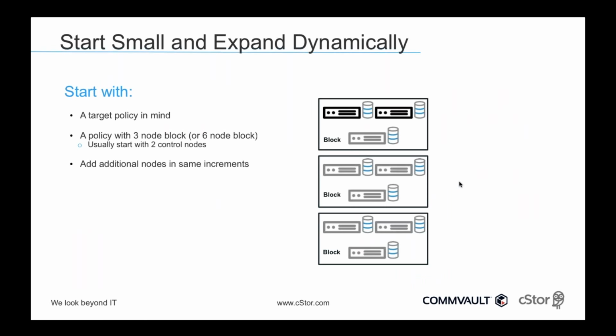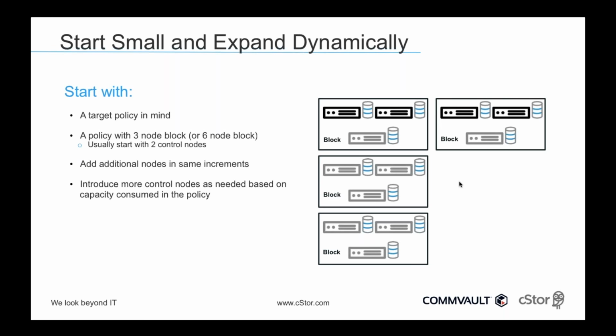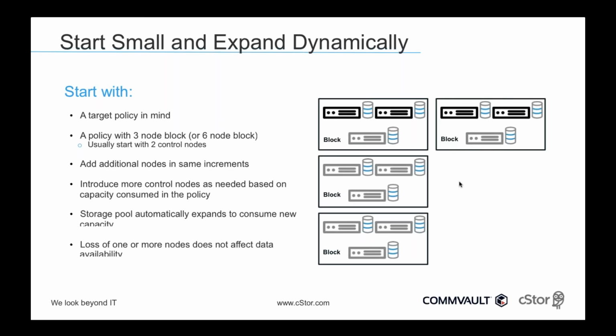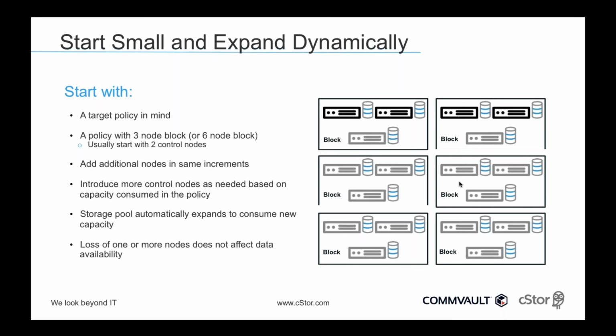We like to say start small. Typically, when we deploy hyperscale, it's in one of two configurations, either a 3-node block or a 6-node block. Again, start small, get comfortable with it. Deploy a 3-node block. And then if you want to add on more blocks or more nodes, it's as simple as going into the GUI and adding them.